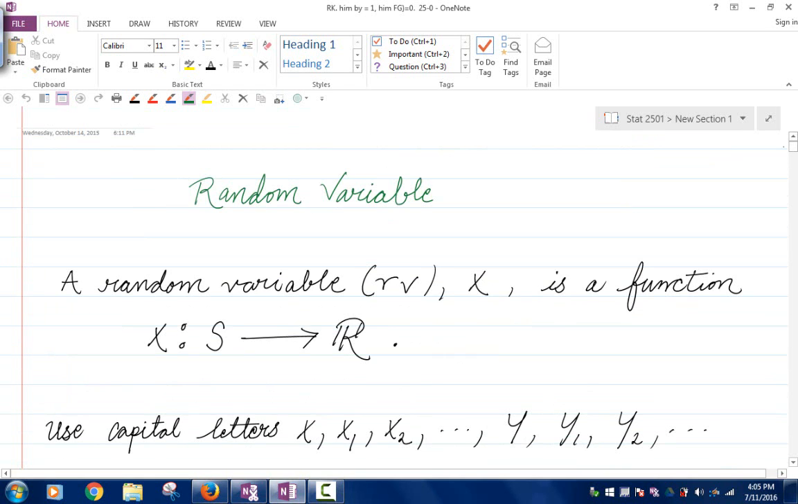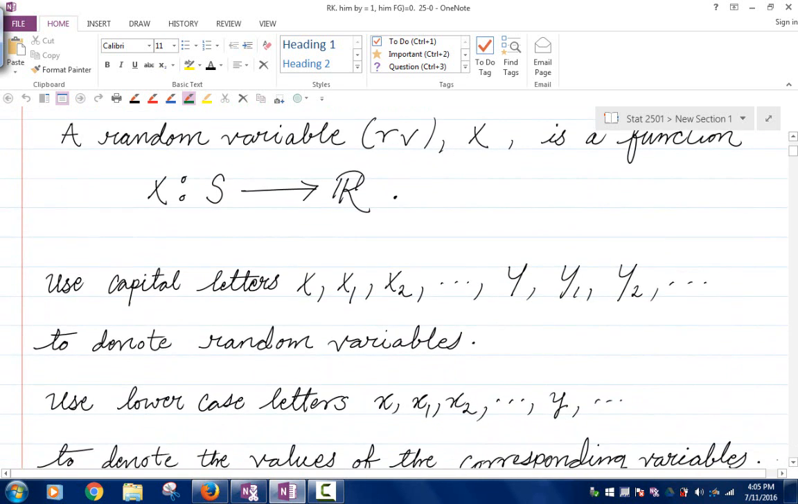I am going to introduce now random variables. A random variable is a function X from a sample space S into the real numbers. We are going to write RV as a short for random variable. Usually we use capital letters, capital X, capital Y, for example, to denote random variables.